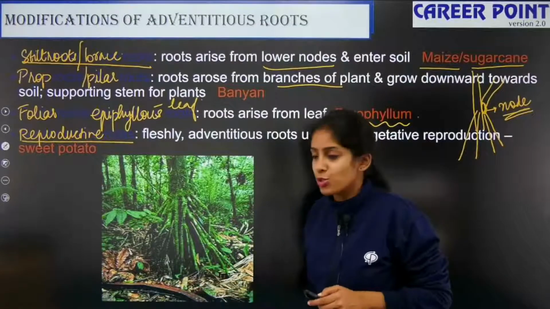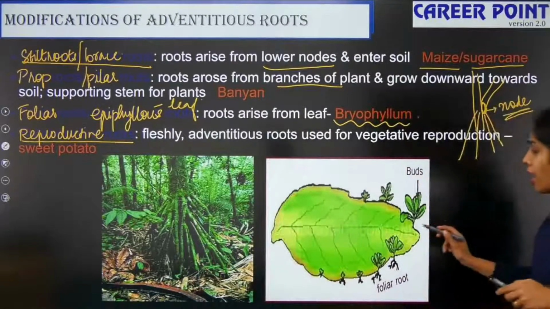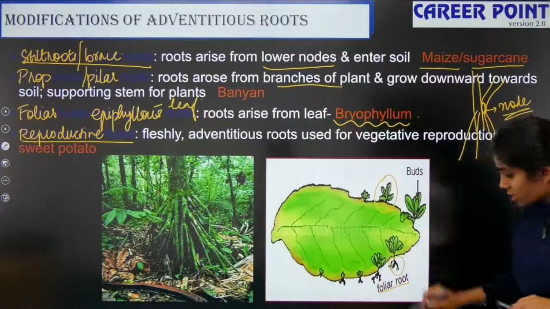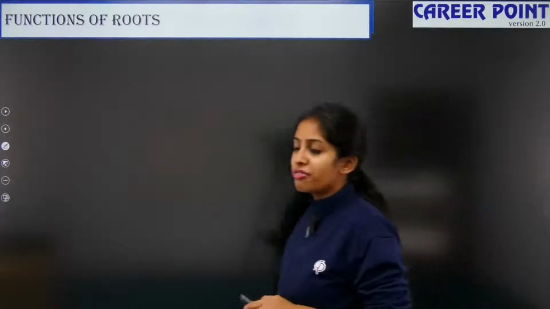This is in the case of sugarcane, and this is your epiphyllous roots. From the leaf, roots arise. Can you see? So these are epiphyllous roots. These are some of the modifications of the root.